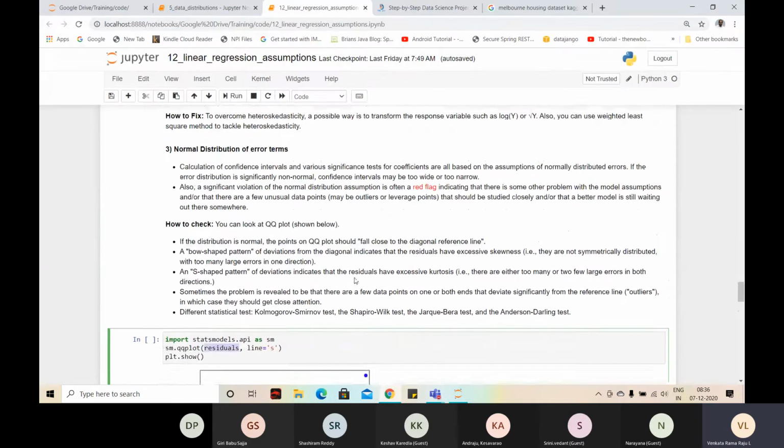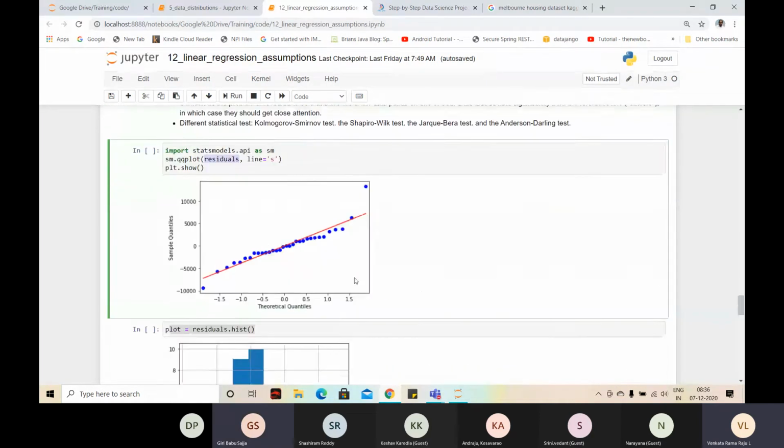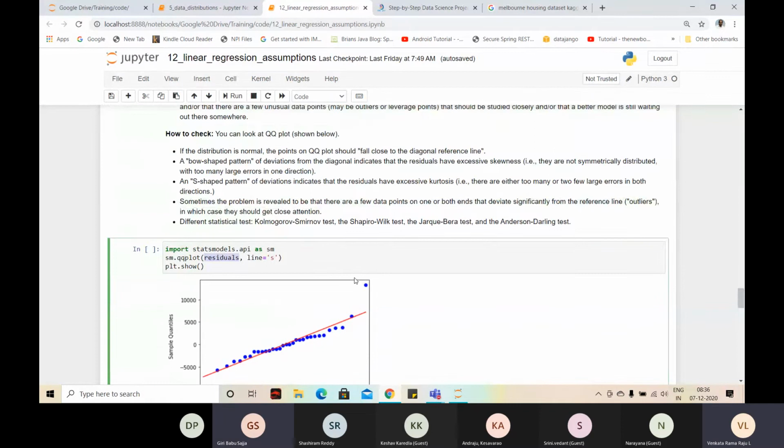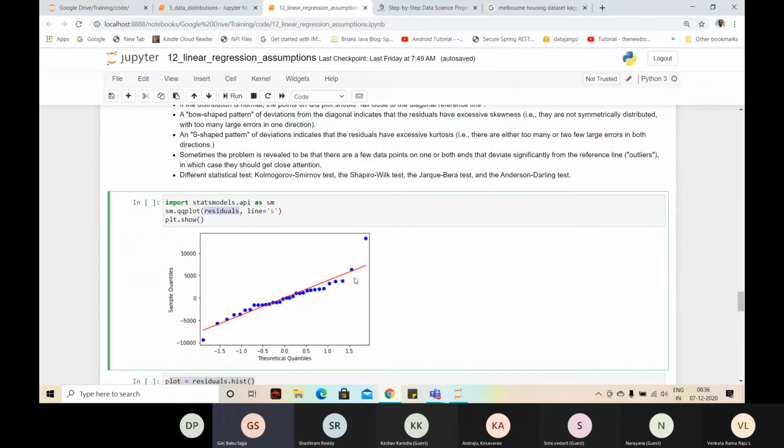Got it? Sir, one question, sir. On the x-axis, is it the standard deviation of residual? Is that what it is? No. Theoretically, normally distributed data is generated around 0. It is generated data around 0.